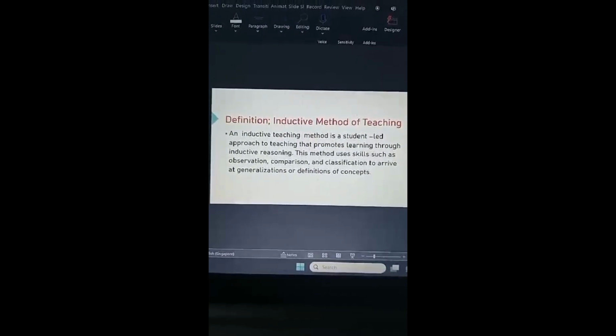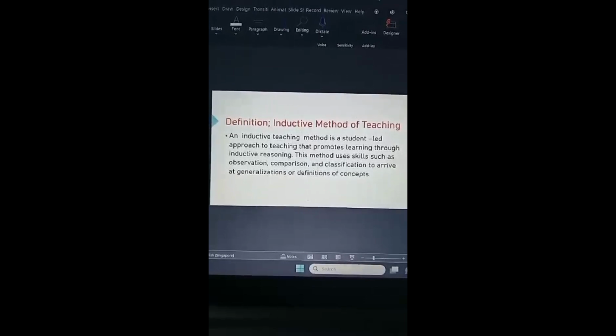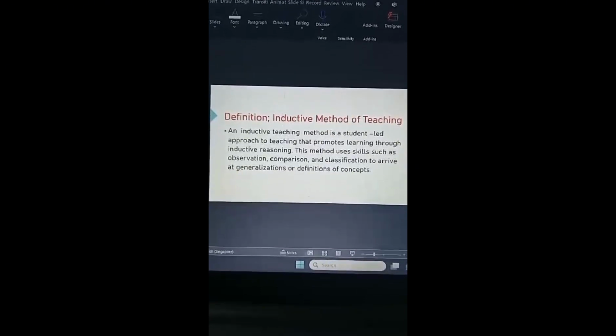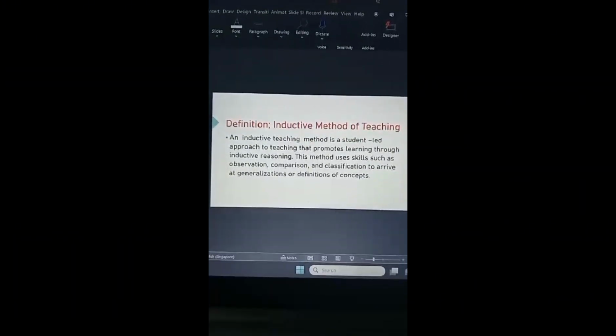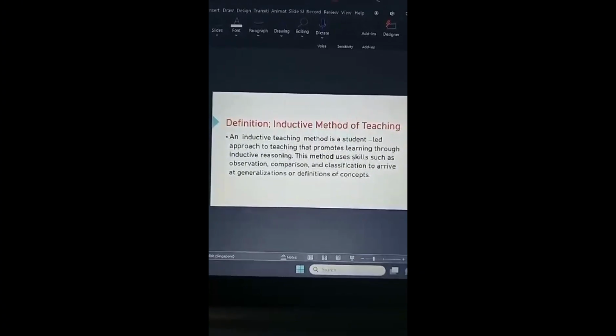This method is often contrasted with the deductive method, where the teacher starts with a generalization and guides students to specific examples that illustrate the general principles.